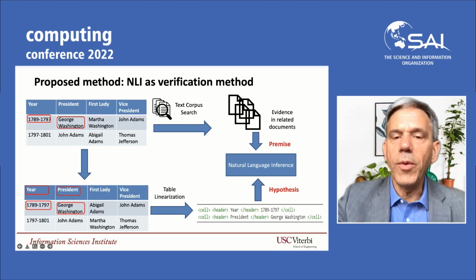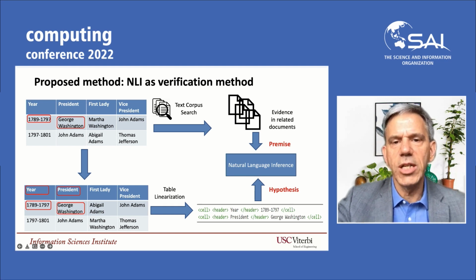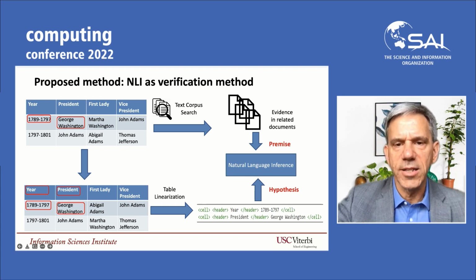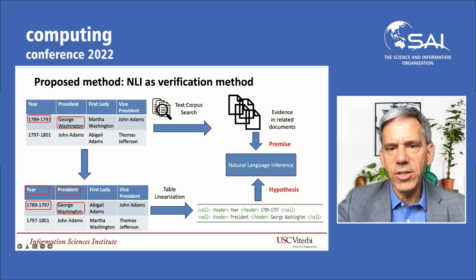Okay, so what we've been doing then is developing a natural language method to essentially do this automatically. So let me show you another example table. Here's a table of presidents of the United States. This table shows the year they were president, the name of the president, the first lady, and then the vice president at that time.